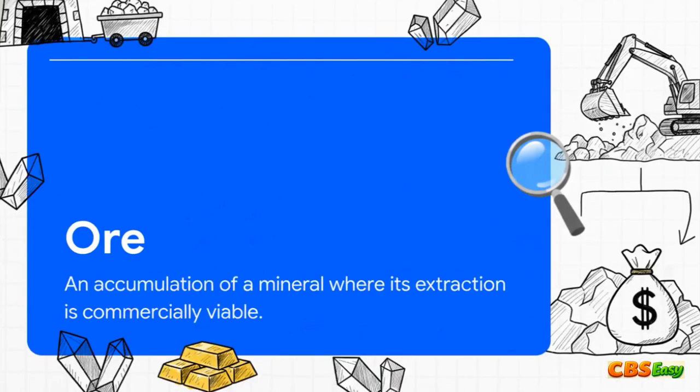Okay, next up, let's talk about the difference between a mineral and an ore. This trips people up sometimes. An ore is basically a rock with a bunch of minerals in it, but here's the magic phrase the examiner is looking for. Commercially viable. What does that mean? Simple. It just means it's got to be profitable to actually dig it up.